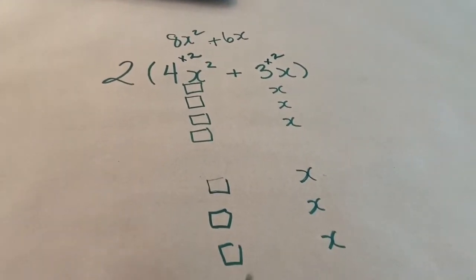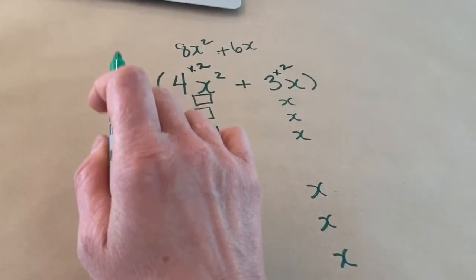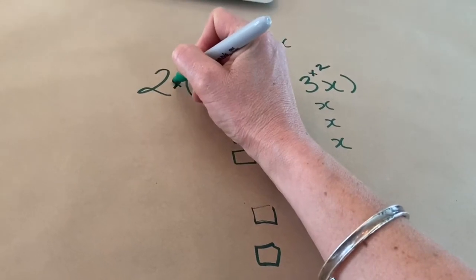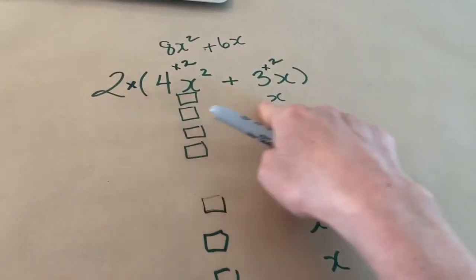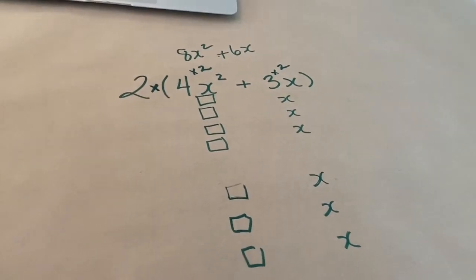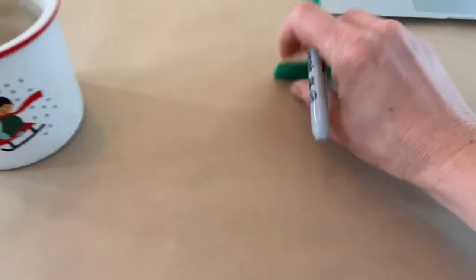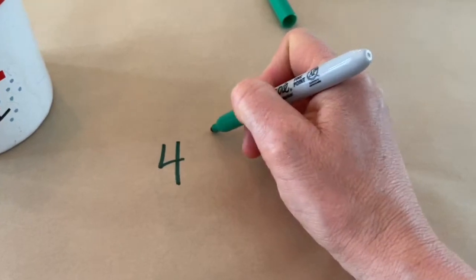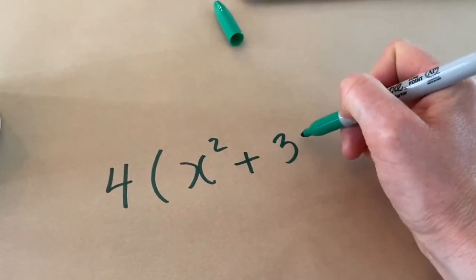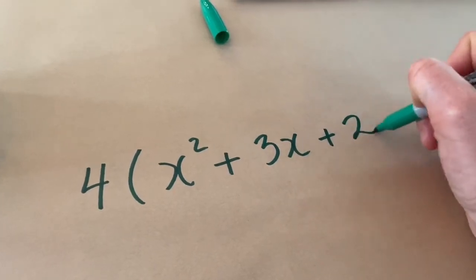So anytime you have a number in front of a bracket, it means we are multiplying, because I have the stuff in the bracket that many times. So let's try another one, okay? Let's try 4 times x squared plus 3x plus 2.